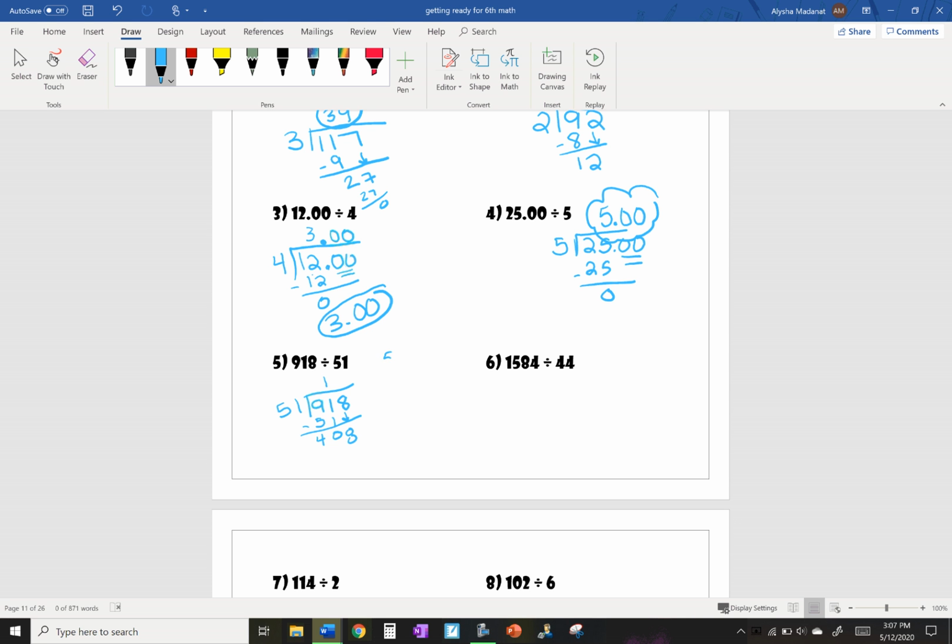So my rule is to always start with 5 to know if you have to go higher or lower. So 51 times 5 gives me 255. It looks like I have to do double of that. So let's go ahead and jump straight to 9.